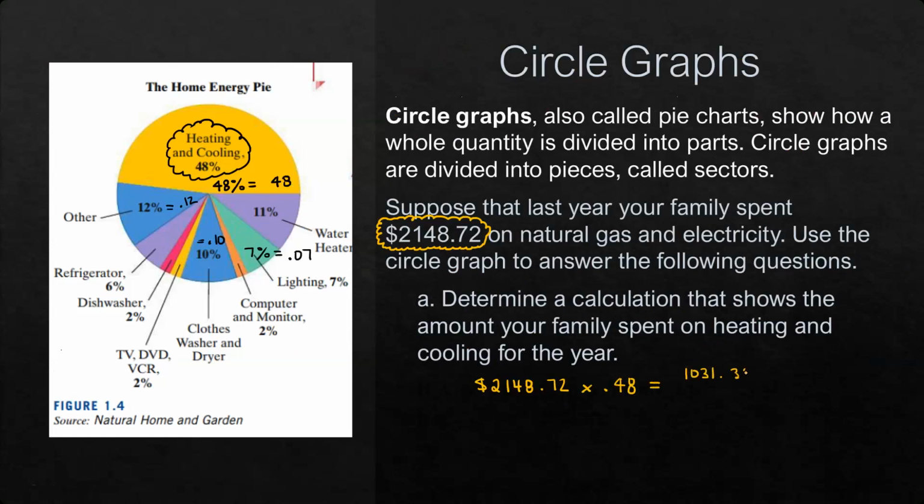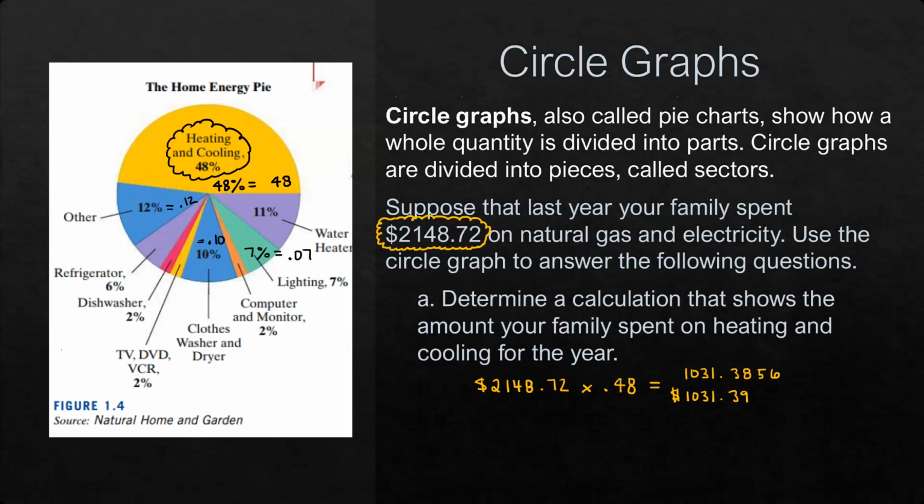1,031.38 and then 56. But because we are dealing with money, we only go to 2 decimal places. So therefore, we have to round this number. Since the number to the right of 8 is 5, this number becomes 39. So $1,031.39 is how much was spent on heating and cooling for this family.